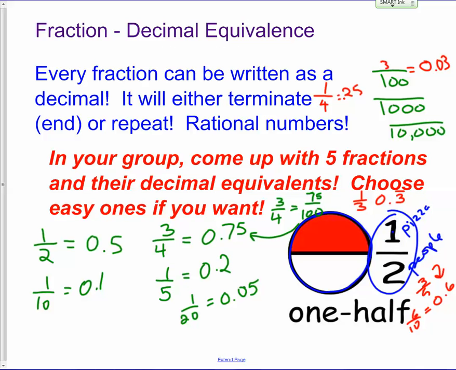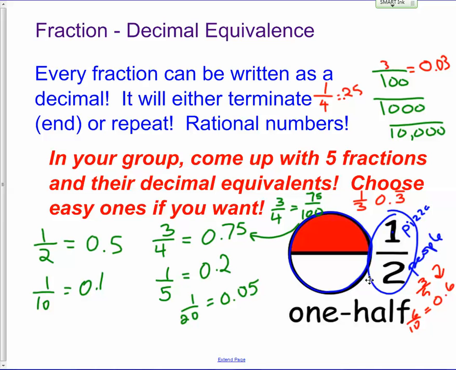All right, and today is all about fractions and decimal equivalents because every fraction can be written as a decimal. Remember, rational numbers are numbers that can be written as a fraction, and every rational number is either a terminating decimal, which means it ends, or a repeating decimal. So I had you come up with some in your groups, and you guys knew all of these fraction decimal equivalents, and we talked about different ways that you know what they are.